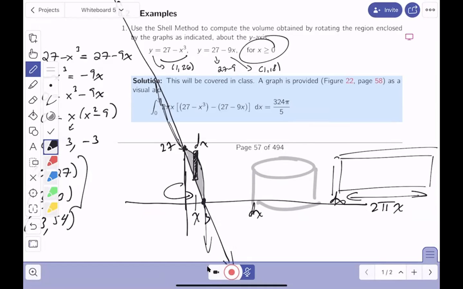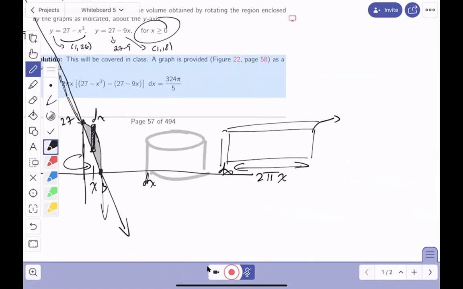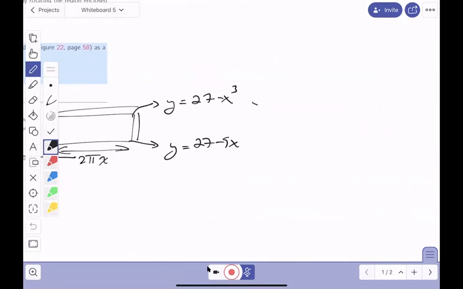What's the height of that object? Oh, that's trouble. So it's going to be upper minus lower. What's the upper curve? It's going to be that cubic. So it's going to be y equals 27 minus x cubed. What's the lower part of that? That would be y equals 27 minus 9x. What's upper minus lower? I'll put that down for you. 27 minus x cubed minus 27 plus 9x. So this dimension over here is going to be 9x minus x cubed.